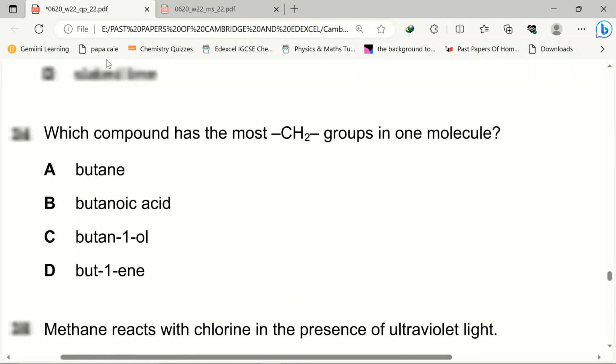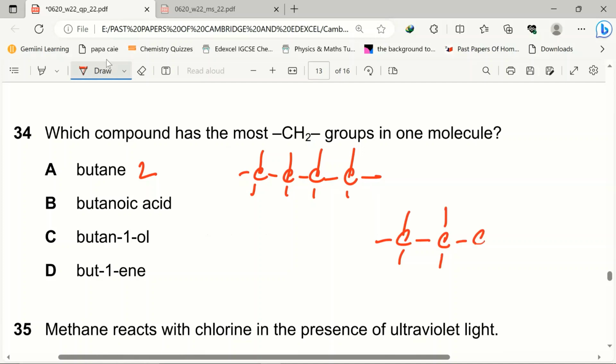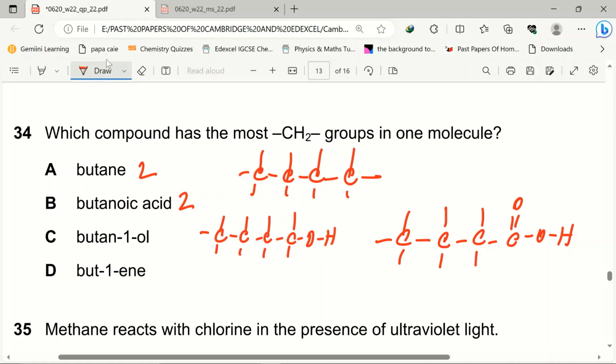Which compound has the most CH2 groups in one molecule? So butane, organic chemistry. Butane, CH2, how many? Let's see. So you have CH2 and CH2, two CH2 groups. Then butanoic acid: CH3, CH2, CH2, and C double bond O, OH. So we have two. Butan-1-ol, what is butan-1-ol? 1, 2, 3, and 4 carbon with OH. So we have 1, 2, and 3 CH2 groups. So we have 3 here.